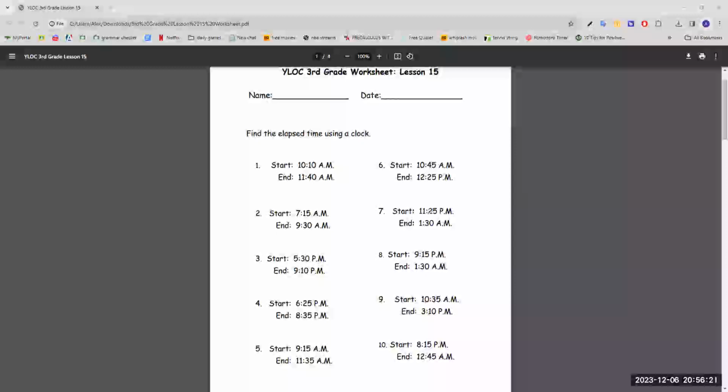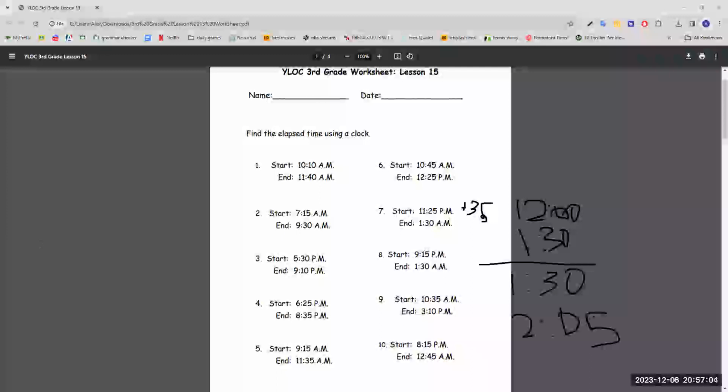Number 7, the start time is 11:25 p.m. and the end time is 1:30 a.m. So again, we're gonna get this minutes to 0 by adding 35. Now we have 12 and we still have 1:30. 30 minutes minus 0 is 30. And the difference between 1 o'clock and 12 o'clock is 1 hour. So 1 hour and 30 minutes plus 35 minutes is 2 hours and 5 minutes.